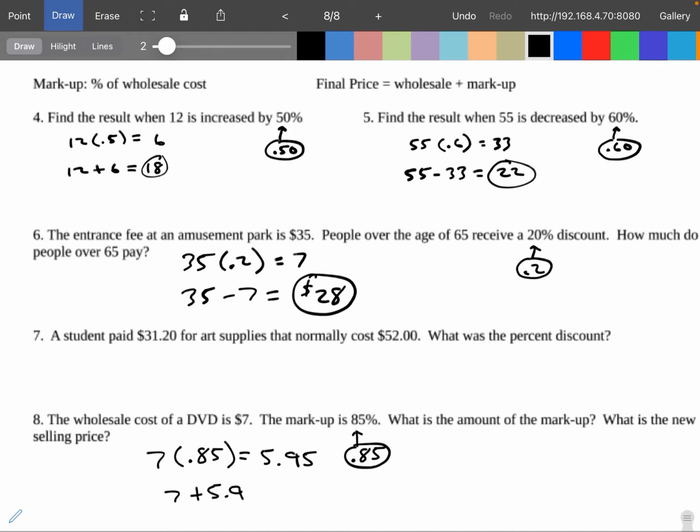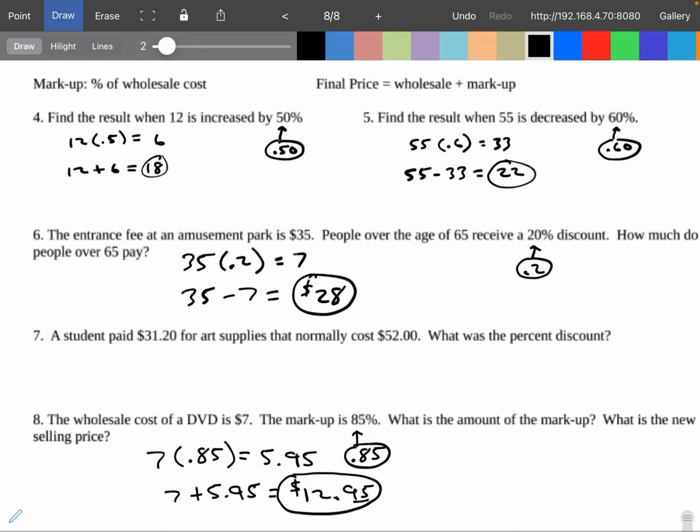And then since it's a markup, are we going to add or subtract? Yeah, we're just going to add that to the original price, which was $7. So we're going to do $7 plus $5.95. And that gives us, what is that, $12.95? Yeah, so again, you just find 85% of the $7 and then you just add that on to the $7.